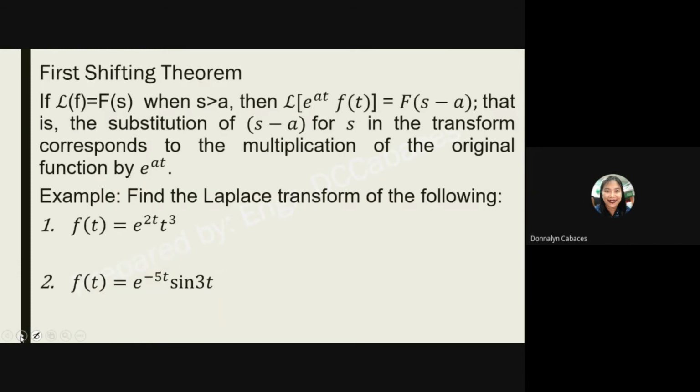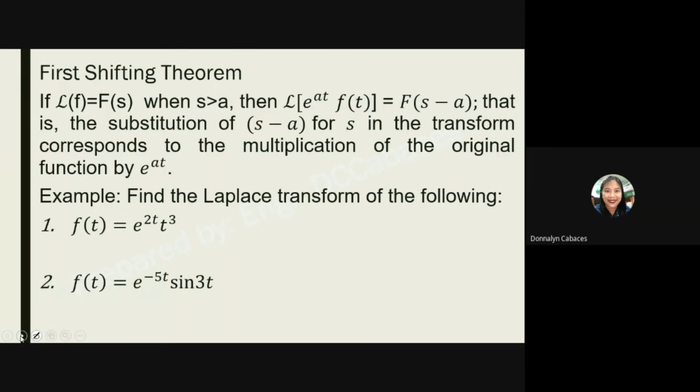Then the next property is the so-called first shifting theorem. It is very important that we know the theorem, because we will be using it to evaluate the Laplace transform of some elementary functions, together with, for example, in this first shifting theorem, a multiplication of e to the at. So if the Laplace of the function is f of s when s is greater than a, then the Laplace of the product of e to the at and the function f of t would be equal to f of s minus a. That is, the substitution of s minus a for s in the transform corresponds to the multiplication of the original function by e to the at.